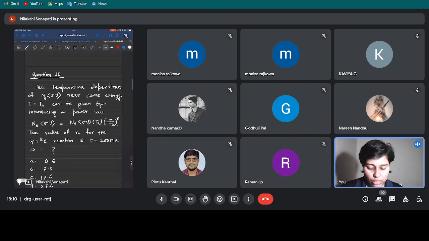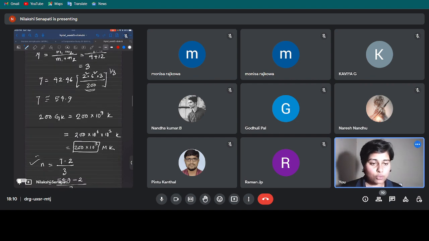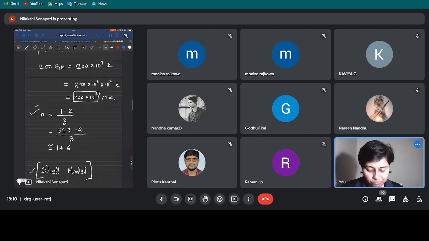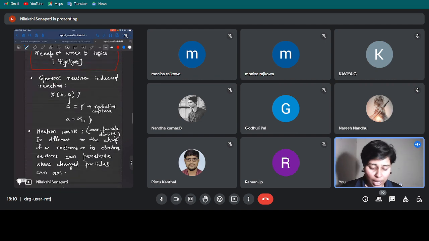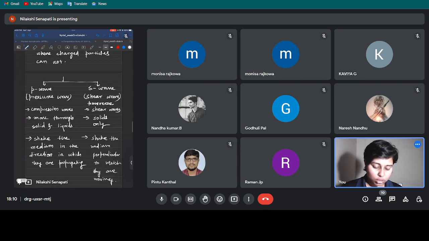Now I have solved problem 10, and I hope you are all clear on how to solve these kinds of numerical problems. Then the highlights: these are very important to remember, as they were the main key concepts of this week's five lectures.